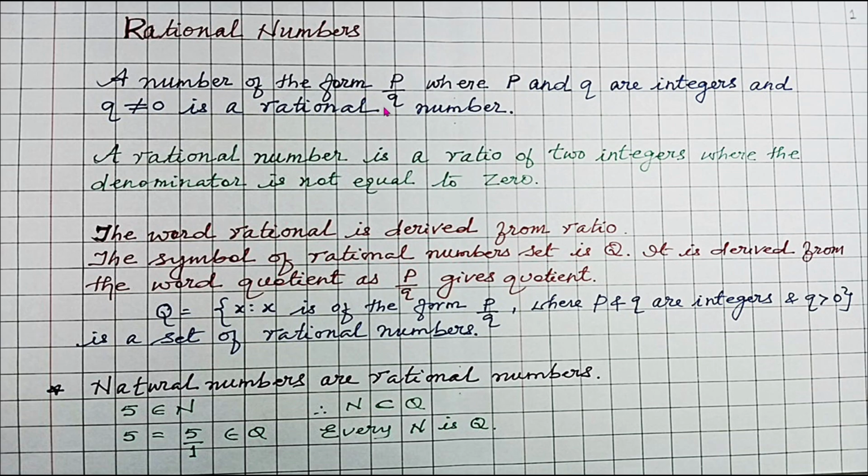A number of the form p by q, where p and q are integers and q is not equal to 0, is a rational number. Please remember, a number of the form p by q is a rational number.